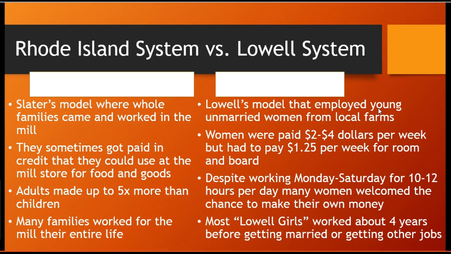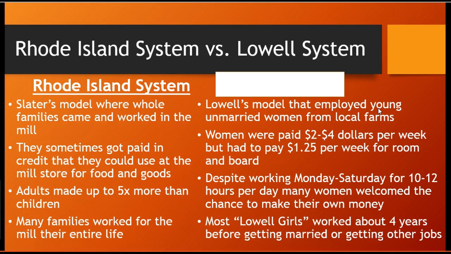So Slater invents the Rhode Island system, and then there was also something called the Lowell system, which was a little different. In this slide, we're going to really compare and contrast the two. The Rhode Island system was Slater's model. He wanted the whole family to come. So it was located in Rhode Island.